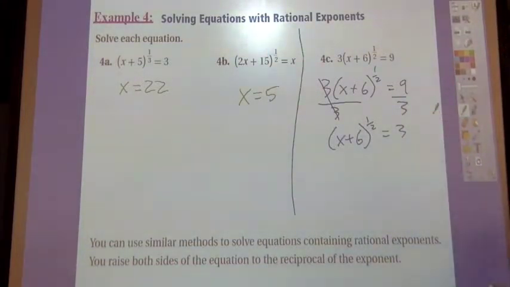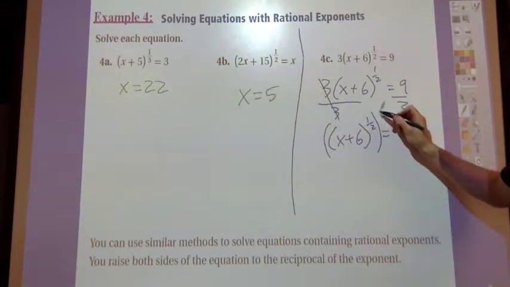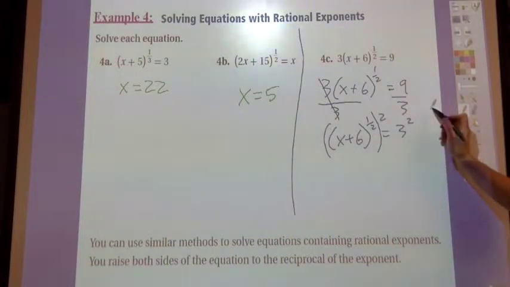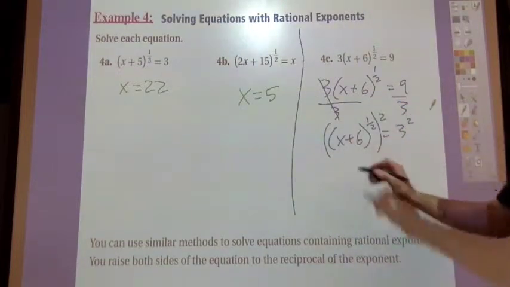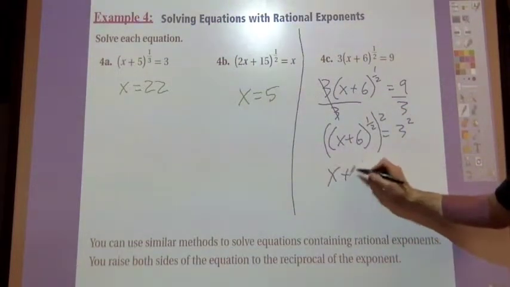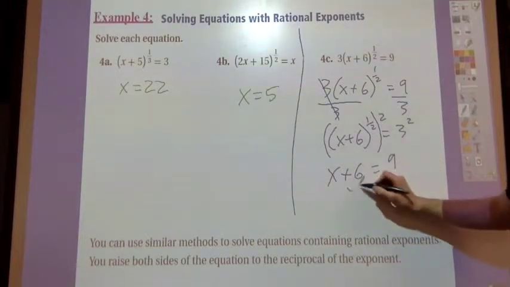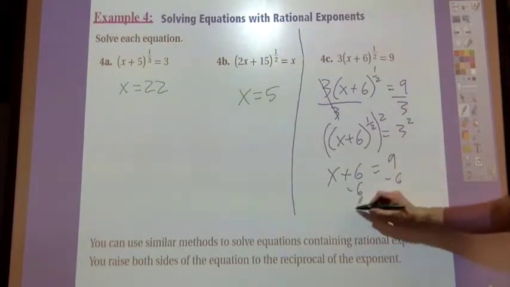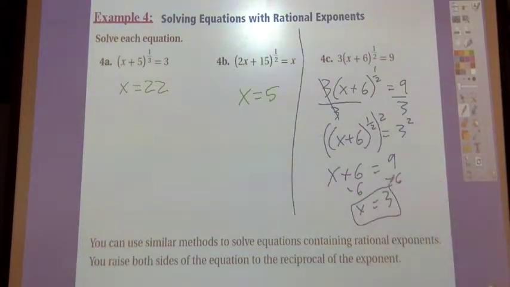9 divided by 3 is 3. Now, to get rid of this 1/2, I can raise both sides to the power of 2. Boom. 1/2 times 2 is 1, so that just gets rid of that. That frees this up. x plus 6 equals 3 squared, which is 9. I'm going to subtract 6 from both sides, and I get x equals 3. Okay.